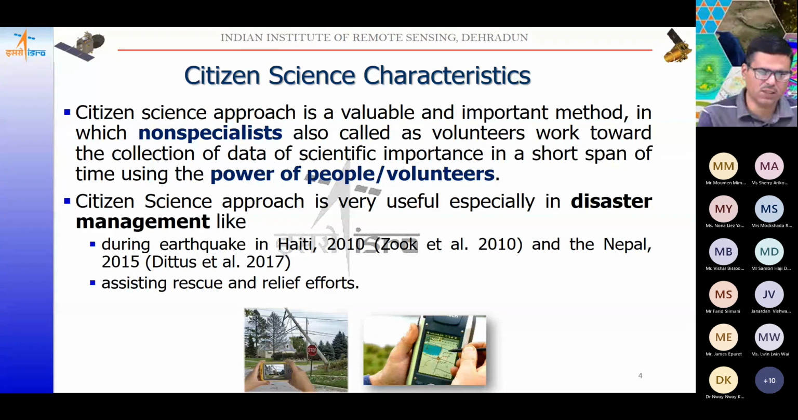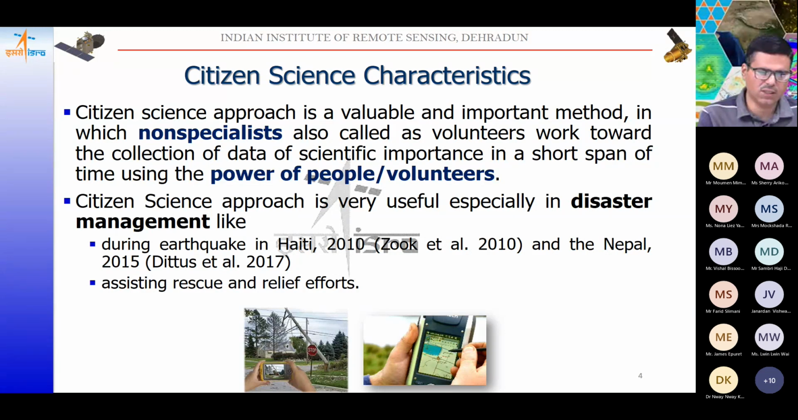But mostly, a very popular use case is in disasters, because at that time there is a need for knowing the situation on the ground. These volunteers become your first-hand responders who can in turn inform the public authorities, and rescue and relief agencies, about the status on the ground. This has been widely used during the earthquake in Haiti in 2010 and also the Nepal earthquake in 2015.